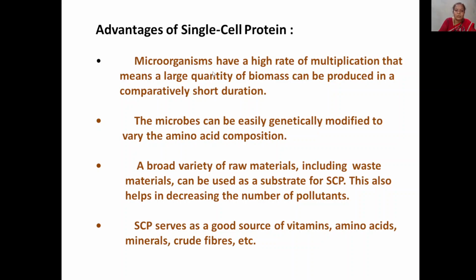First advantage is microorganisms have a high rate of multiplication. That means a large quantity of biomass can be produced in a comparatively short duration. Second advantage is the microbes can be easily genetically modified to vary the amino acid composition. Third advantage is a broad variety of raw materials, including waste materials, can be used as a substrate for SCP. This also helps in decreasing pollutants. SCP serves as a good source of vitamins, amino acids, minerals, crude fibers, etc. Go to next slide.